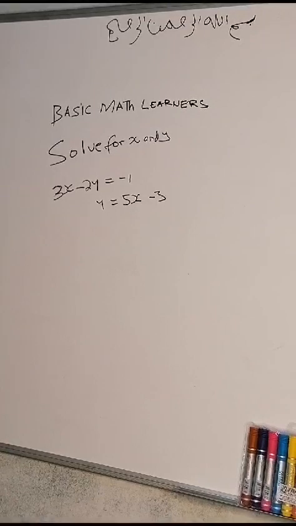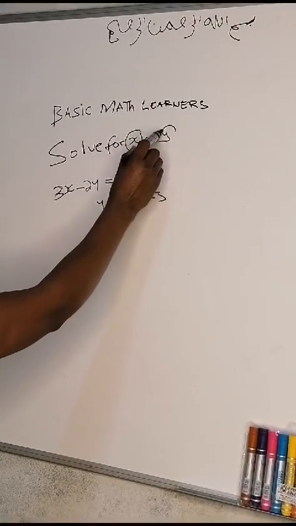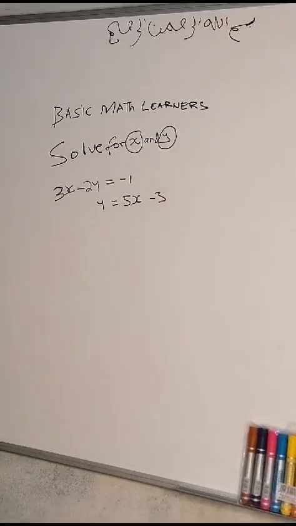Here we have got solving for x and y. And they said 3x minus 2y equals minus 1 and y equals 5x minus 3. If you look carefully here, they want us to find the value of x and value of y, which will work in both equations. Which means this is simultaneous equation. And we need to find out the value of x and y, which will work in both equations.